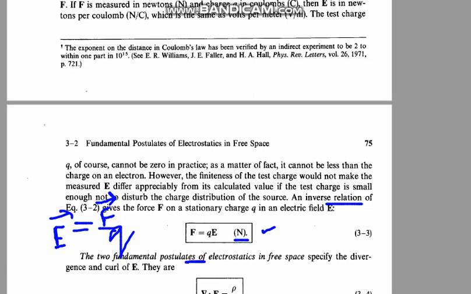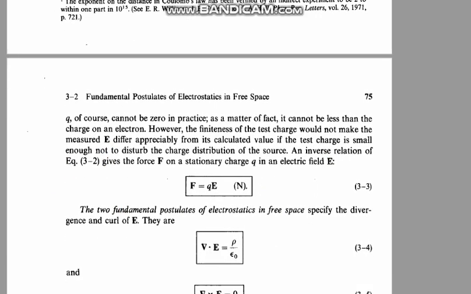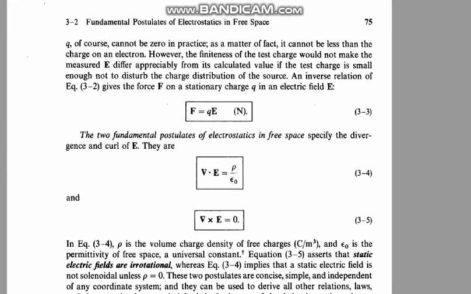The two fundamental postulates of electrostatics in free space specify the divergence and curl of E. And what is divergence and what is curl? As we know, this thing, delta. Delta is a mathematical expression of a three-dimensional partial differential equation. Delta is like this. It is a vector sign.